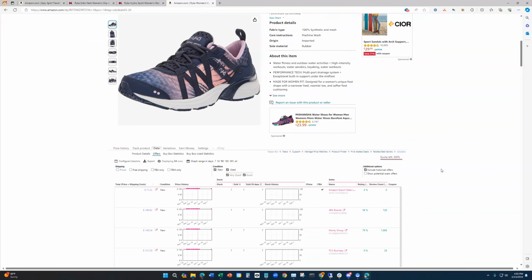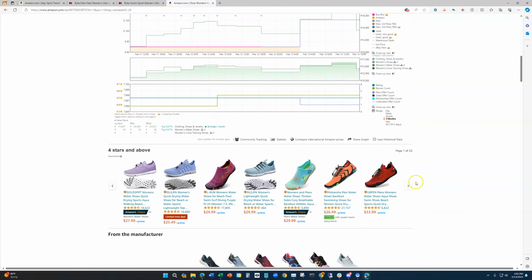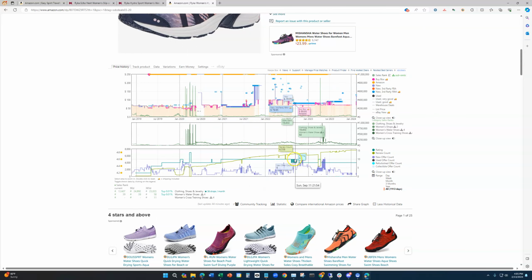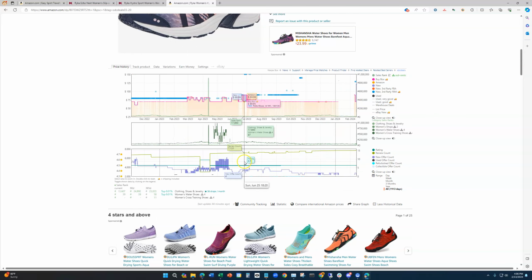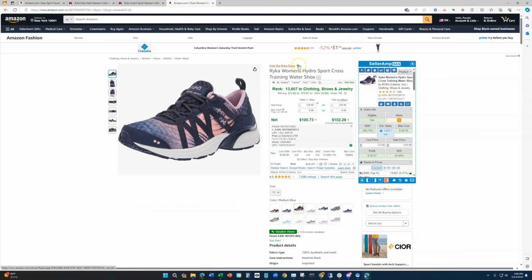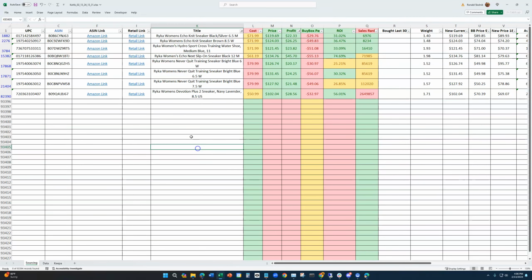And if you go back to the price history, you can always zoom in, but you'd be looking at periods like here where all of a sudden you're dropping sellers steeply. Then that's another sign it may be an IP target. But again, IP alert says it's okay. Seller Amp says it's okay, and there are other sellers on it. And I've sold this one before and I haven't had any issues. So you could do that.